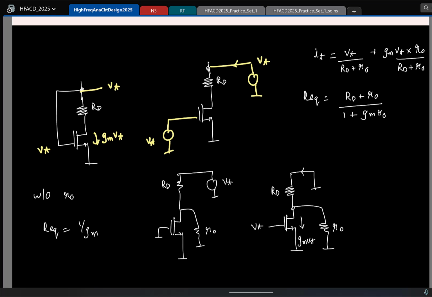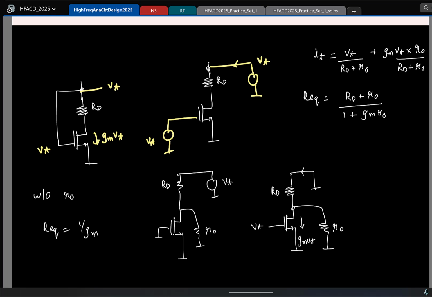Look at it this way: I didn't write KCL at all. This is how you build intuition. Writing KCL and finding the answer is one thing, but if you do it this way, you know what's happening to what current, how it is flowing, and so on. But you don't stop here. So you see, this is the expression you get. Does it remind you of some expression you have seen before?